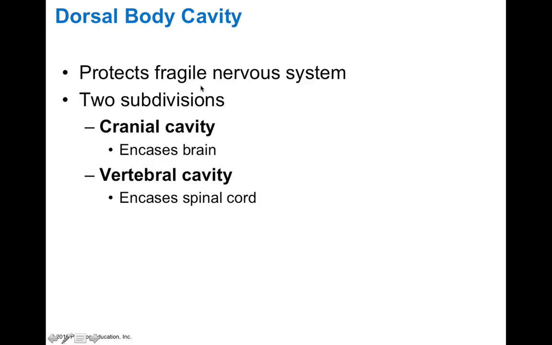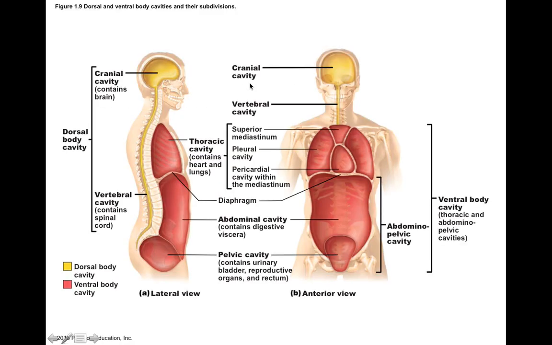And it essentially protects your fragile nervous system because your nervous tissue, like your brain and spinal cord, is very soft and delicate. Now, you can see that here. In gold is the cranial cavity, and this right here is the vertebral cavity, and together they make the dorsal body cavity. Now, the ventral body cavity contains your thoracic and abdominal pelvic cavities.